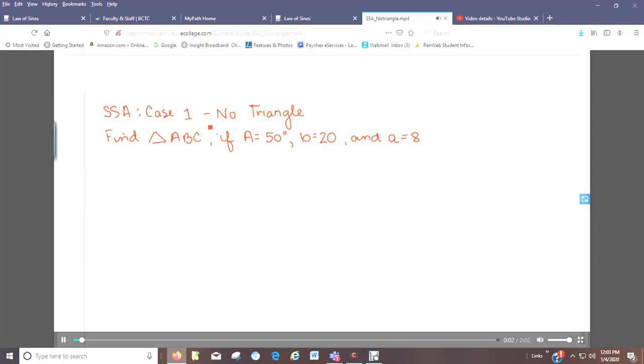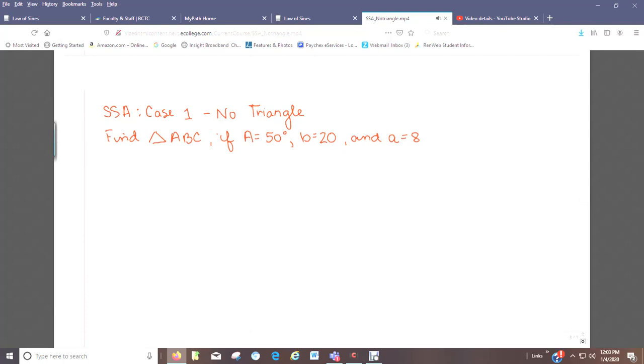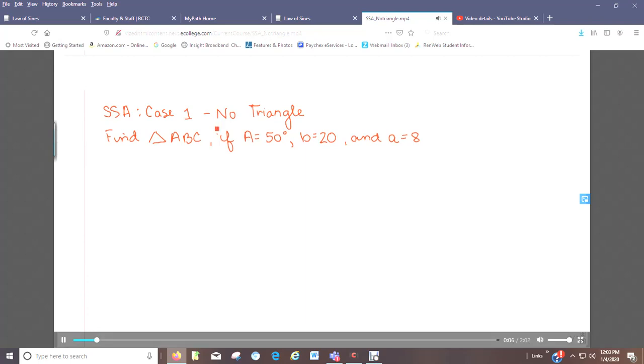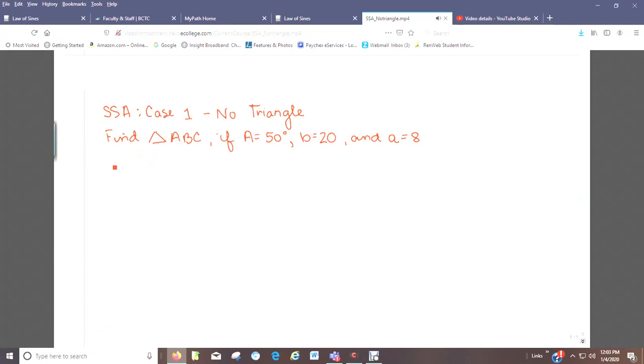All right, now if we have a side and an angle, several cases can occur. The first thing we're going to look at is the case of no triangle. We won't know beforehand generally though that it's no triangle. So what I'm going to do first is notice I have one angle, that's angle A, which is 50 degrees, and the side that's opposite A is supposed to be 8.